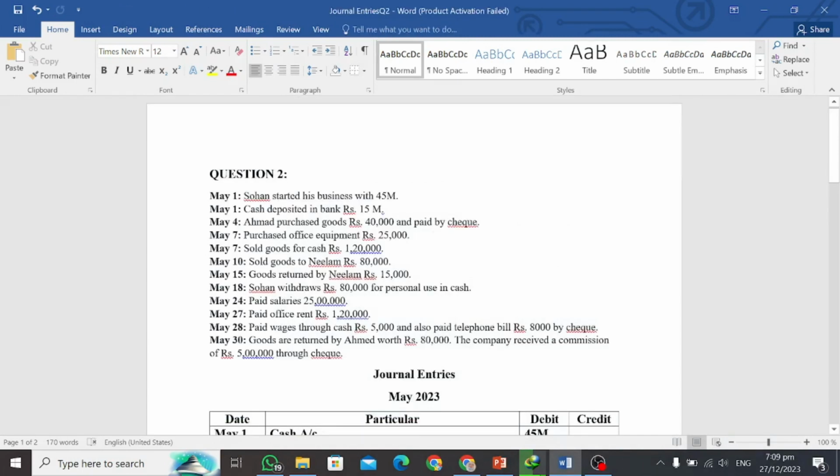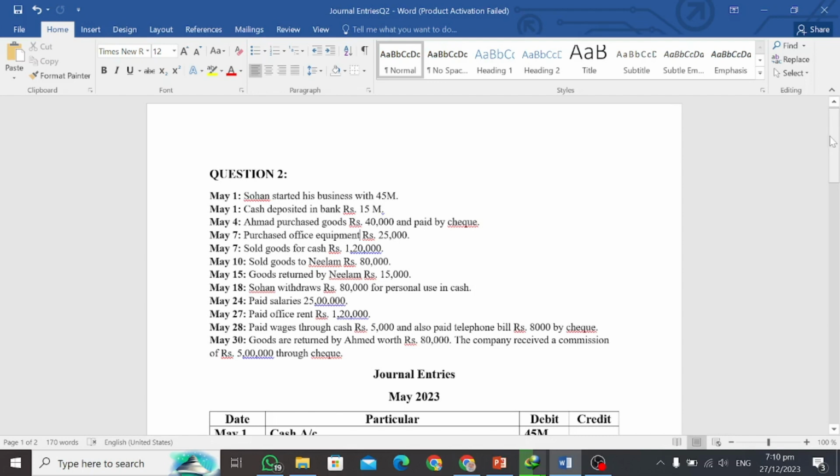The next transaction: bought office equipment rupees 25,000. So we have the cash account whose value is decreasing, so it will be credited. Then we have the office equipment account. Now you have to notice another point, that when we purchase goods, we use the purchase account. But assets for long-term use are termed fixed assets. So when there is a fixed asset, we will use the name of the asset, that is office equipment. So we will use the office equipment account.